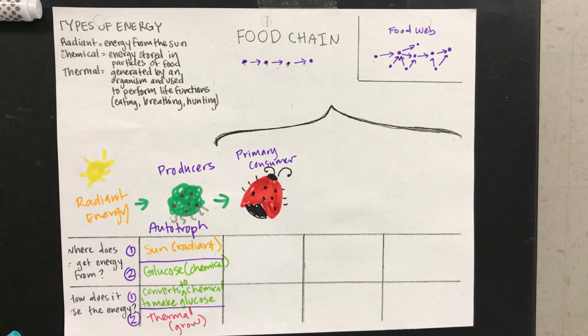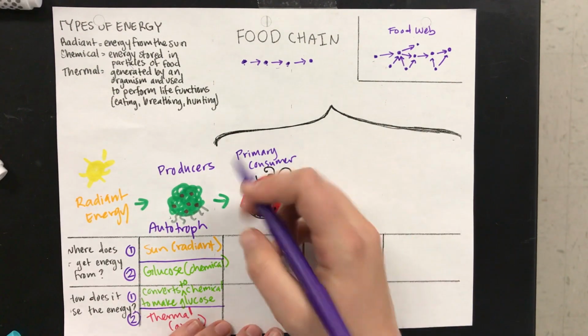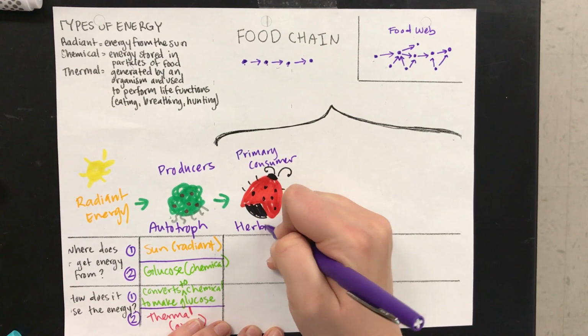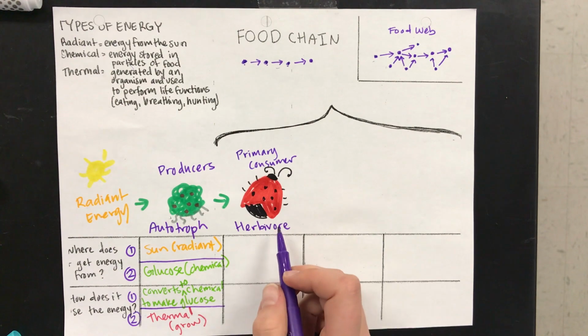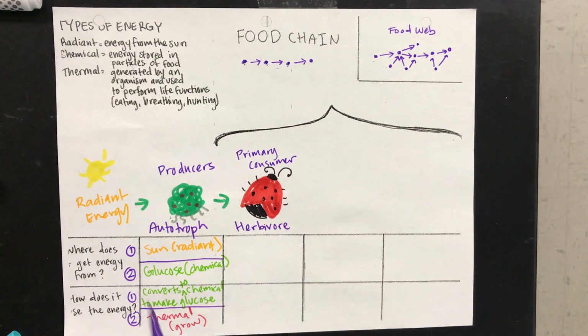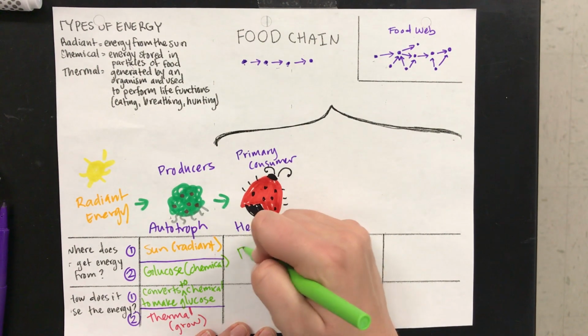Now, this primary consumer is also known as an herbivore. We consider primary consumers herbivores because they exclusively eat producers. So herbivores, there we go. Let's answer these questions for our herbivore. Where does it get its energy from? It gets its energy from producers. So what color do I want to use? Let's use green again. So it gets its energy from producers.